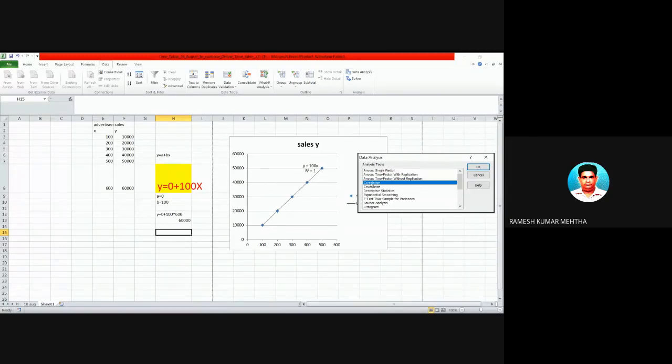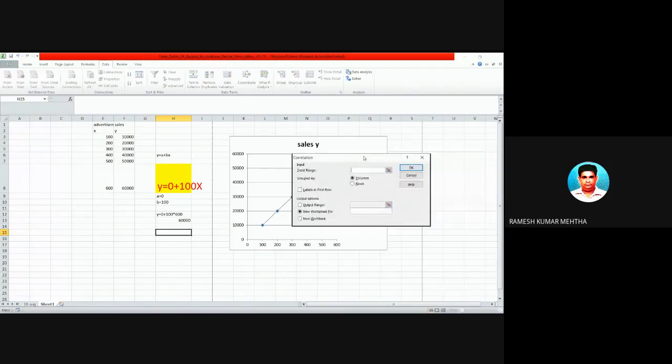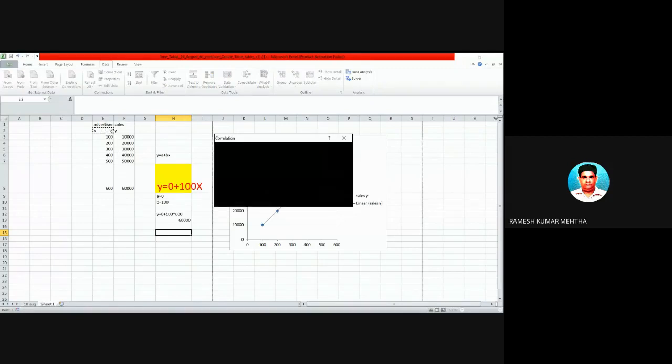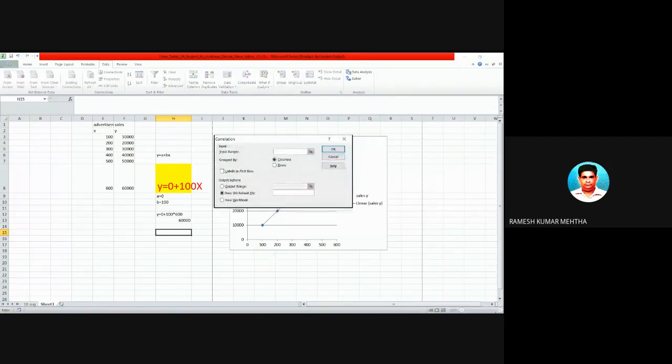So sorry, correlation. I clicked on correlation and clicked OK, and now a window has come out. It is asking for the input range. So what I am going to do is select the data on which I want to do the correlation, to see how much correlation there is between the x variable, that is the independent variable, and the y variable, which is the dependent variable, which is sales.